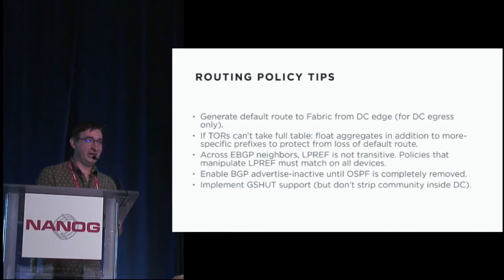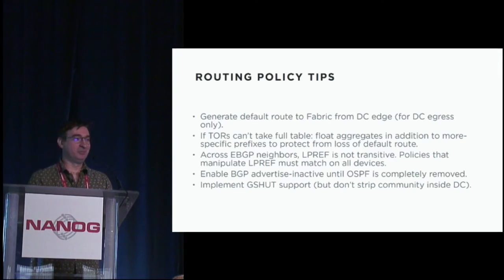If you're going to be doing any policy that manipulates local pref, remember that in an eBGP model, where each layer speaks eBGP versus iBGP, local pref is not transitive. And the easiest way to ensure that you have consistent behavior along a path is to make sure that all your policies are the same. Something we discovered in our lab testing is that if you're running OSPF and BGP in parallel, it's necessary to turn on advertise inactive. Otherwise, your BGP routes will not propagate until they're preferred over the OSPF routes.